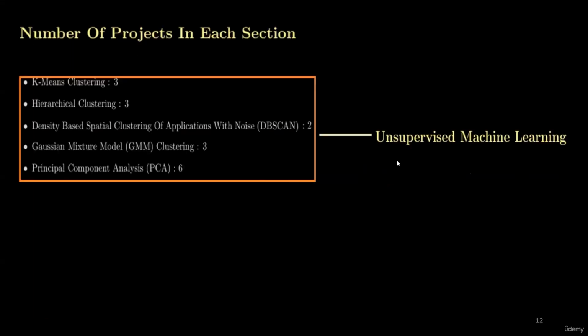This is a list of the projects in the unsupervised machine learning component of the course. We have three projects in each of k-means and hierarchical clustering. We have 2 projects in DBSCAN. Then we have 3 projects in Gaussian mixture model clustering, and we have 6 projects in PCA or principal component analysis.